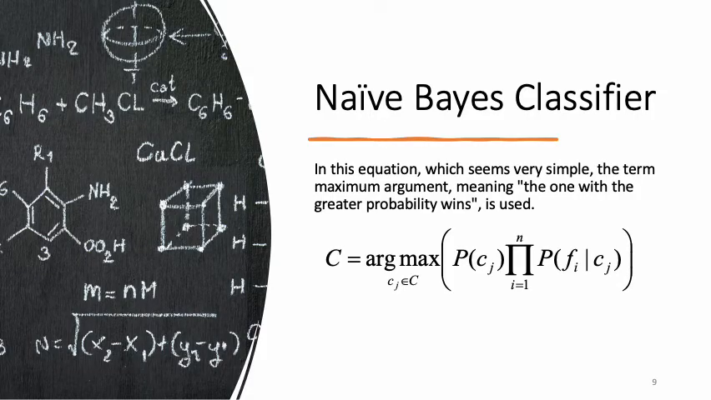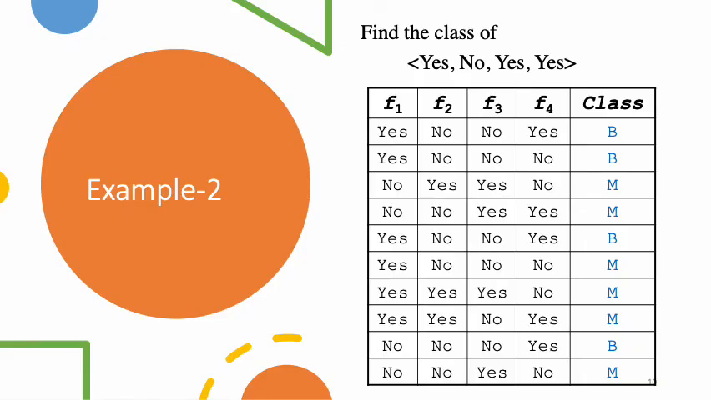When it is difficult to rely on a single test and more input parameters need to be used together, as in the example, it is necessary to extend Bayes' theorem. At this point, we encounter the naive Bayes equation. In this equation, which seems very simple, the term maximum argument, meaning the one with the greater probability wins, is used. Now let's solve an example where we can apply naive Bayes.